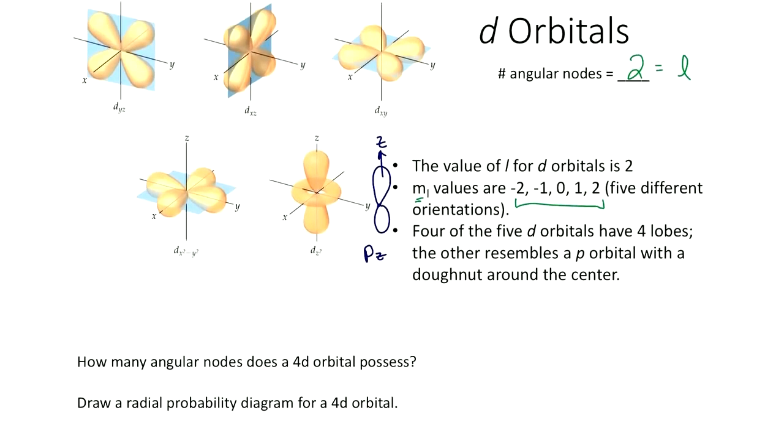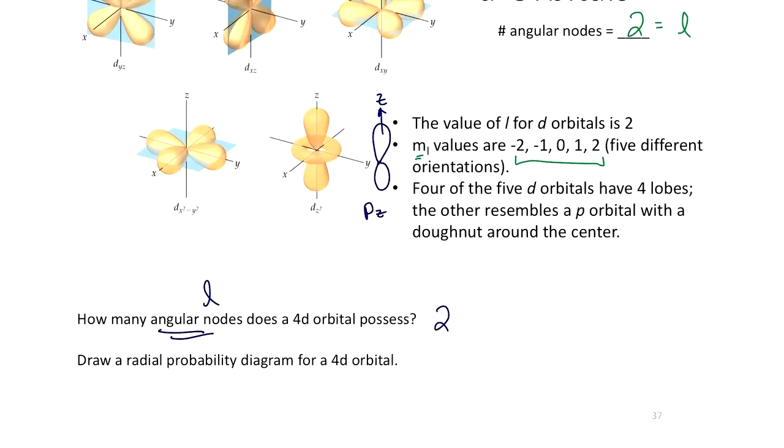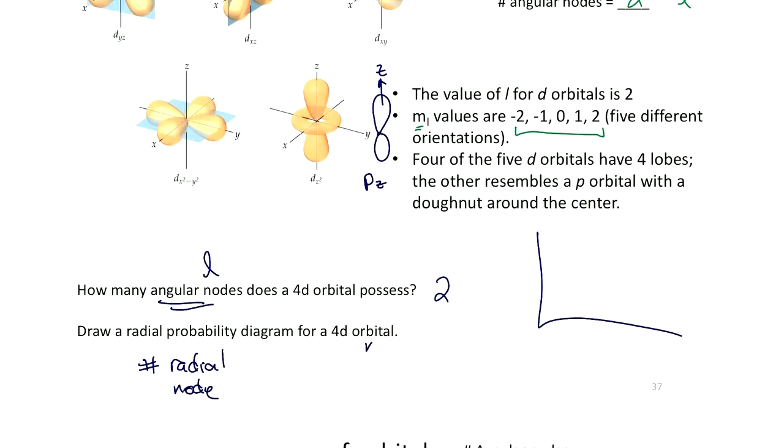So let's go through angular node stuff. How many angular nodes does a 4d orbital possess? 2, yes, because angular node just means L. Okay, let's draw the radial probability diagram for a 4d orbital. I'm going to draw a graph, and I need to figure out how many times it goes to 0. So I need to calculate how many radial nodes are present in this 4d subshell. To do that, if I calculate what n is, and figure out what L is, then I can figure it out. So n is 4 in a 4d subshell.